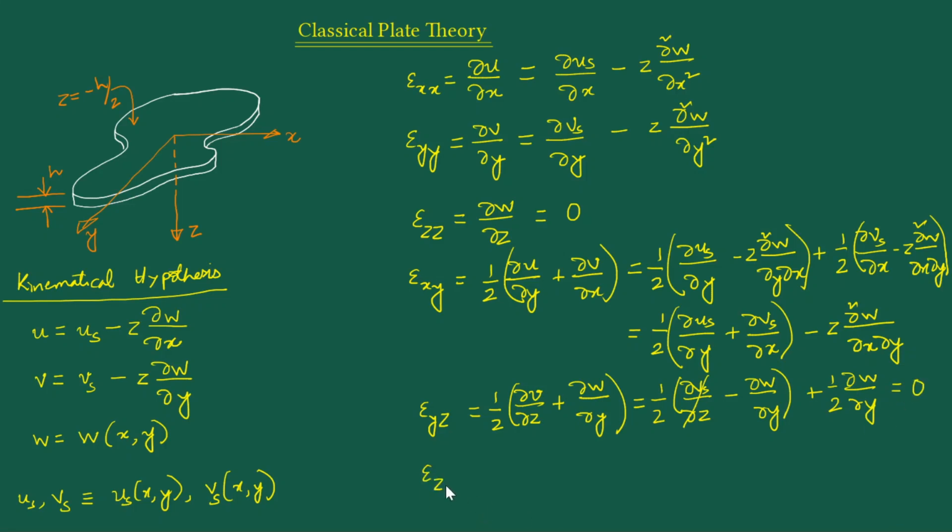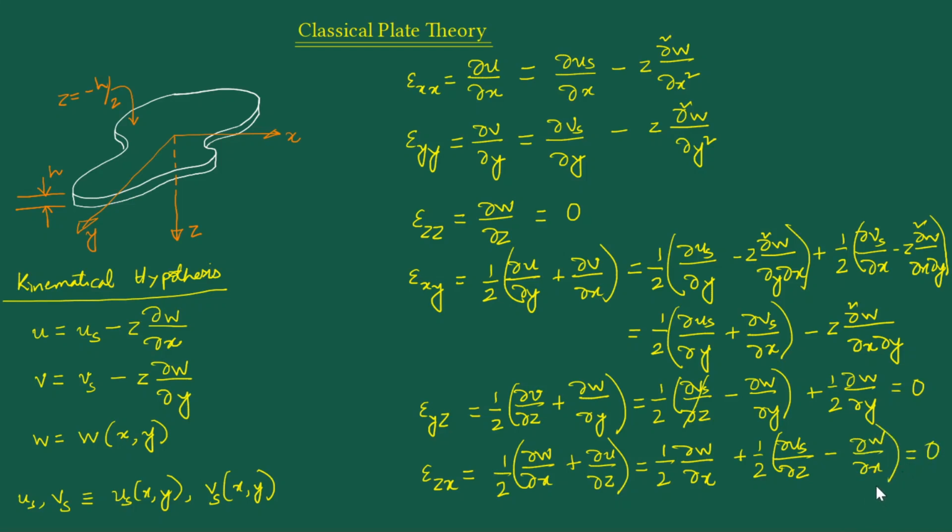And finally, for epsilon zx, what we are going to have is del w del x plus del u del z. So in a manner similar to epsilon yz, what we are going to end up with here is this half del w del x. That doesn't change. From the del u del z term, I'll have del us del z minus del w del x, and that eventually gives me 0.